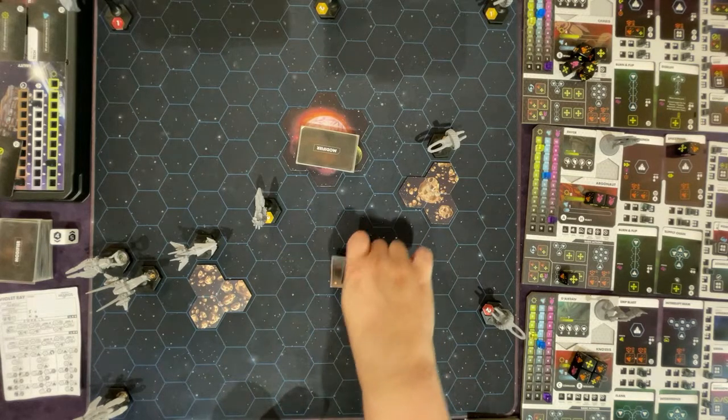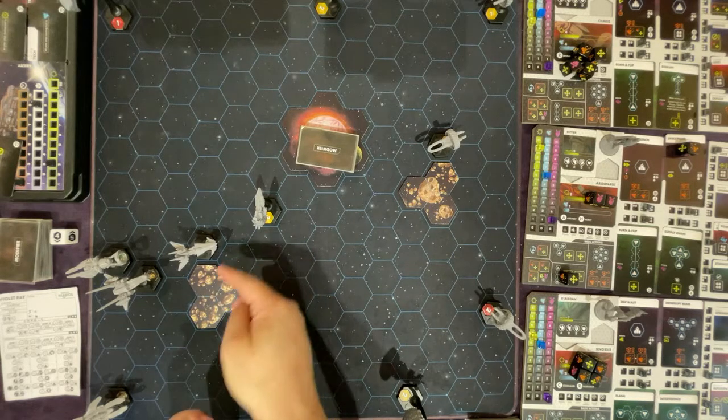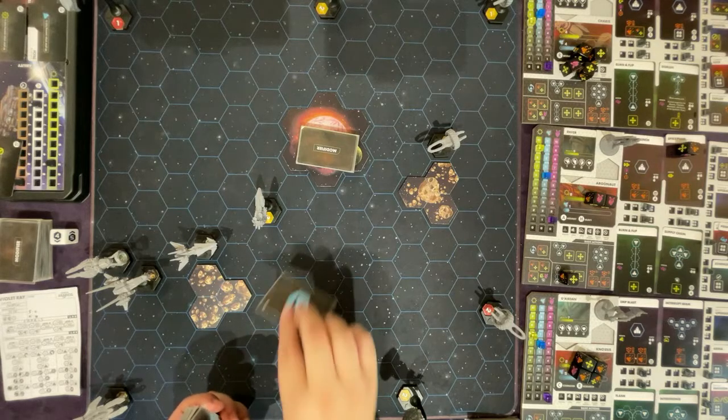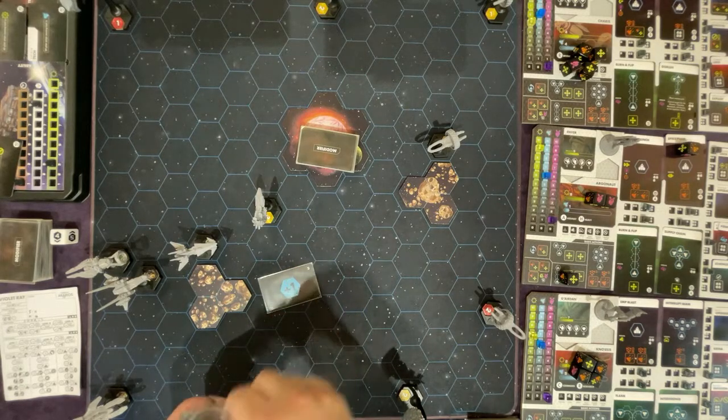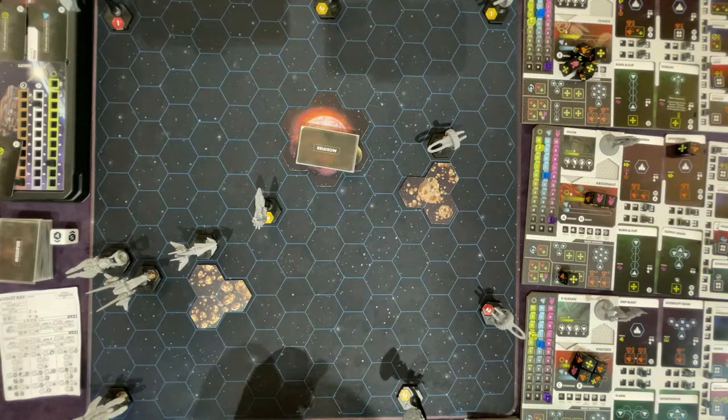So JB's turn is not over because now he's going to do his spike pulse, and that's the one that sucks the ship in. And so we have a +1 and a 0, and we will take the +1. So that means he's going to do 3 damage.